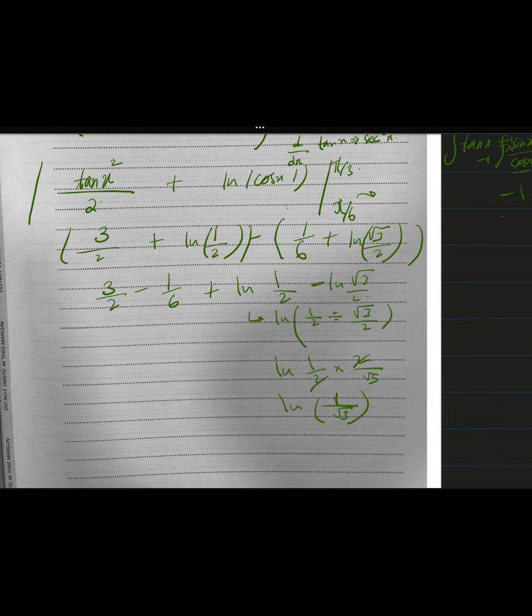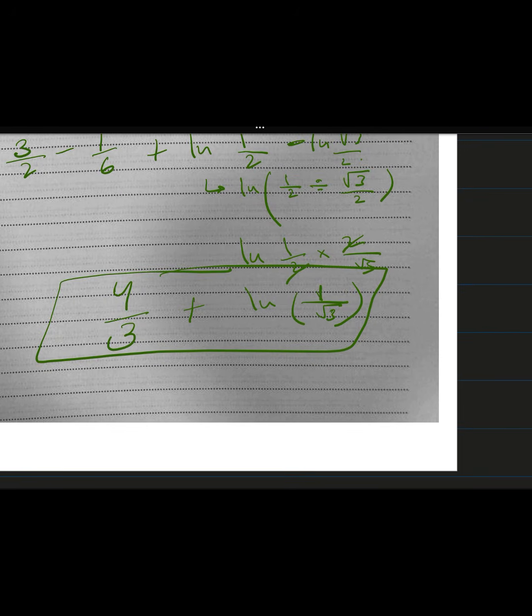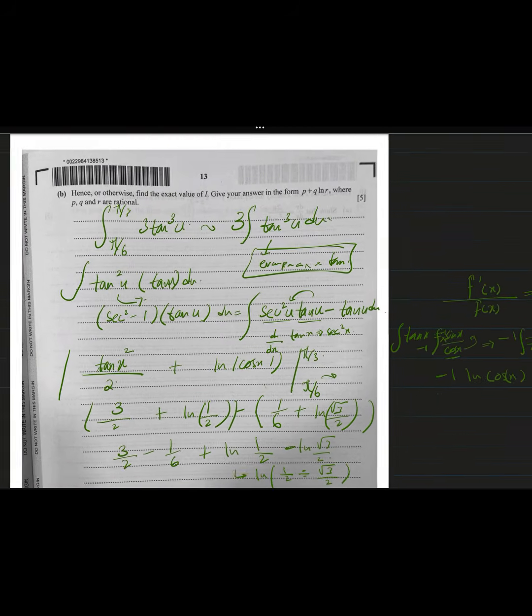And then this will be 3 over 2 minus 1 over 6, and 3 over 2 minus 1 over 6 is 4 over 3. So the answer will be 4 over 3 plus ln 1 over root 3. The reason we're not using root 3 to the power minus 1 and then taking it outside is because root 3 is irrational and 1 over root 3 is not. So that is why, and that will be our final answer as well.